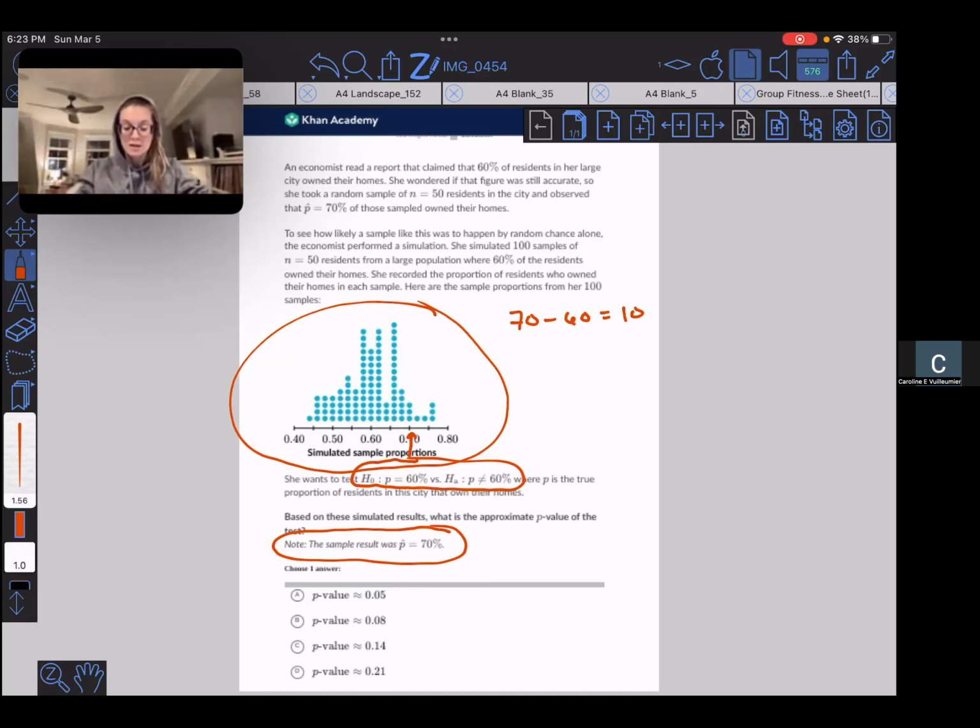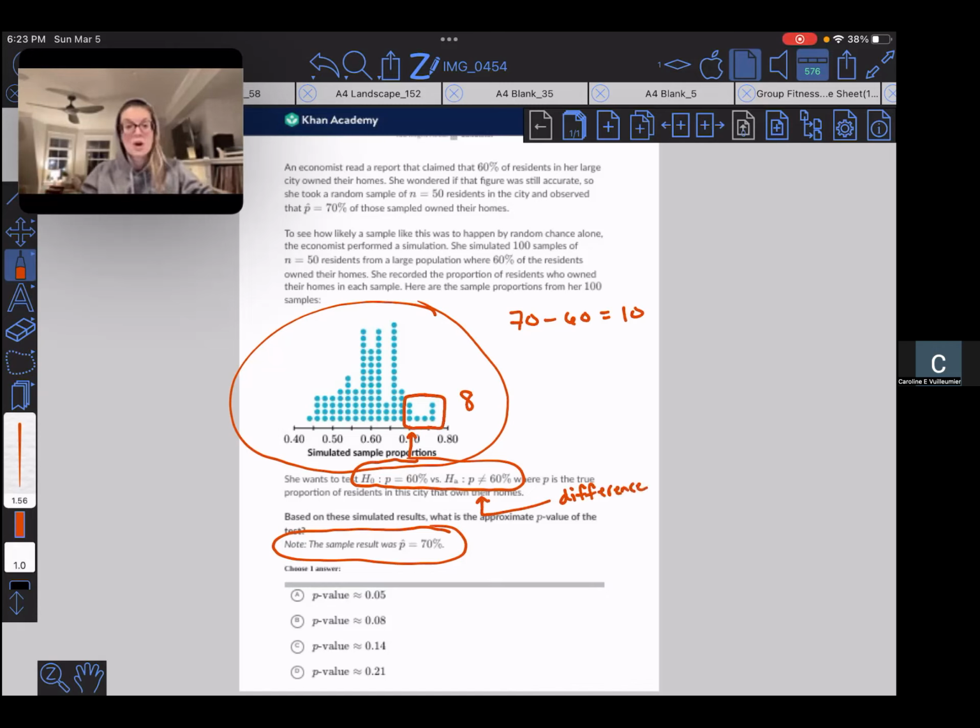So first, think about where your sample is. Your sample is at 70%. So we start to count our dots. We're trying to figure out how many dots are 70% or more extreme. How many dots are 70% or greater? That looks like 1, 2, 3, 4, 5, 6, 7, 8. That's 8 dots.